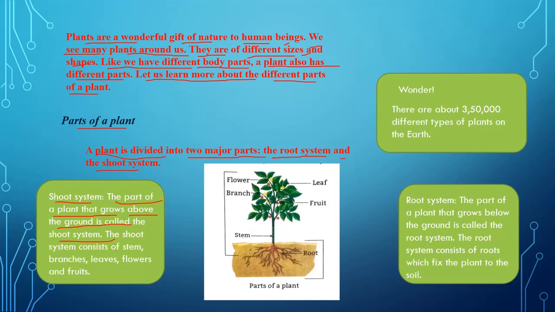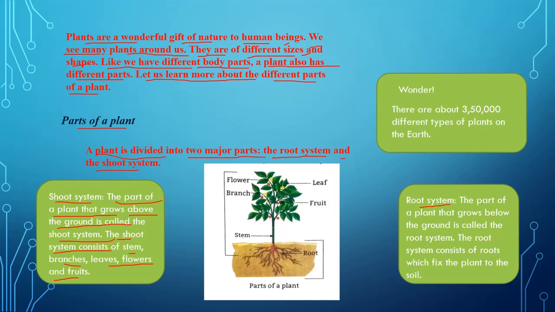So this is the shoot system. And here you can see the root. This is the root system. So the shoot system consists of stem, branches, leaves, flowers and fruits. Not roots. The roots will come in the root system.